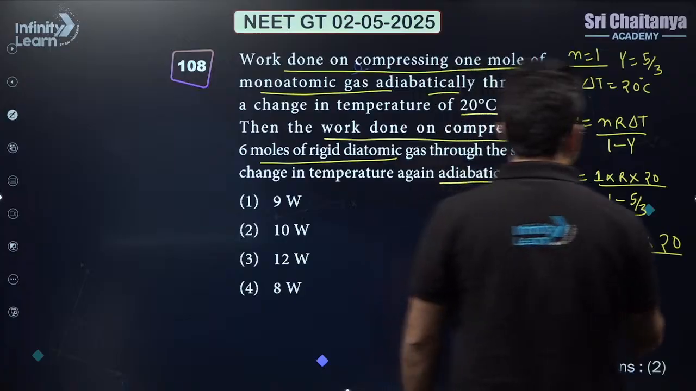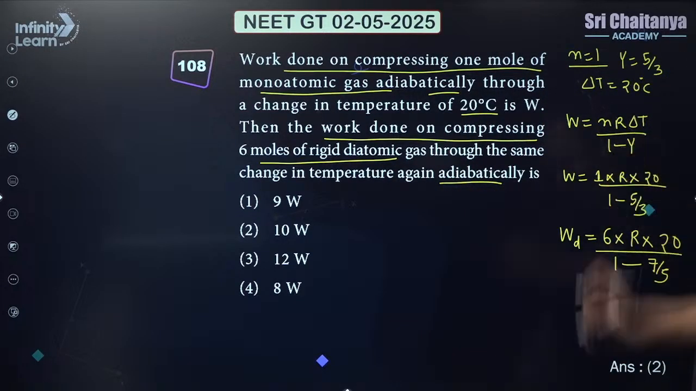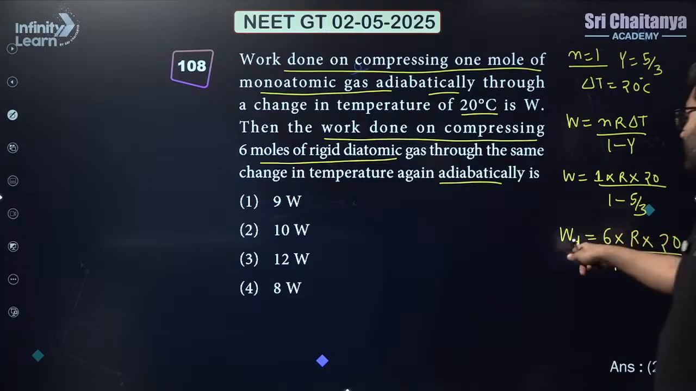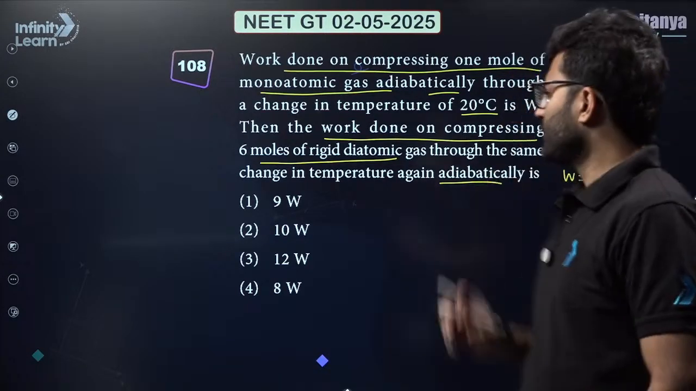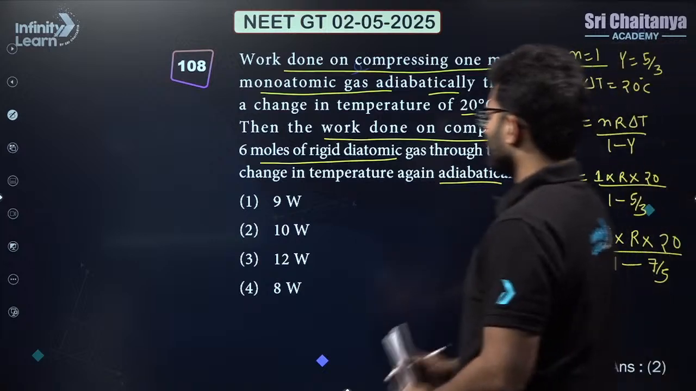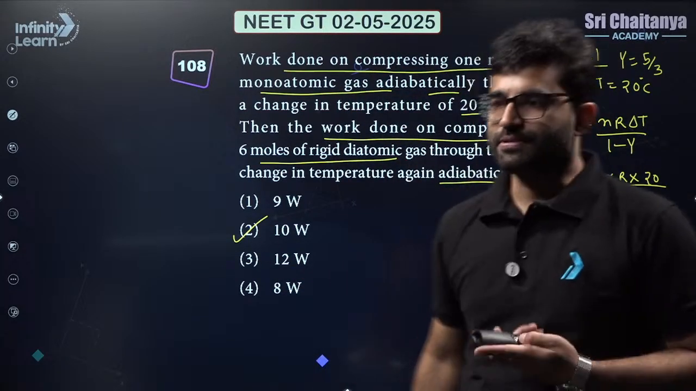That is 7 by 5, right? So basically you will put 7 by 5 here, and now you can take the ratio of both of them and calculate the value of WD in terms of W, right? Understood? Clear? So that will come out to be 10 watts. Mathematics you have to do. I'm just explaining you the concepts, correct?